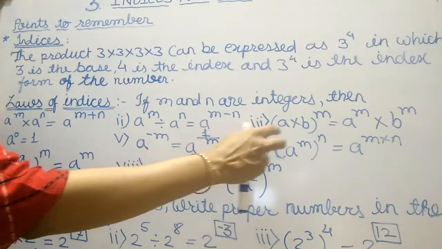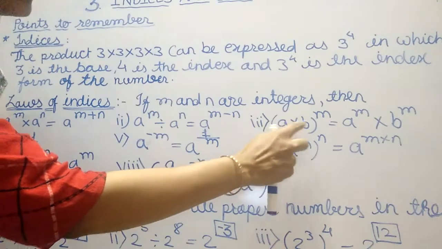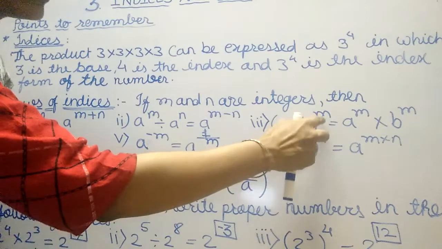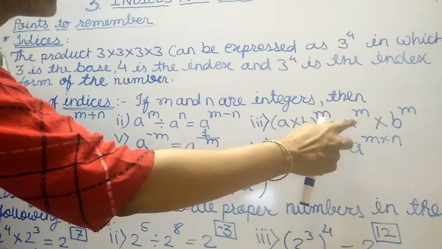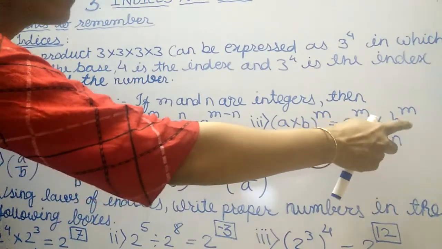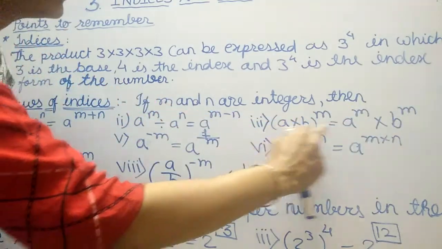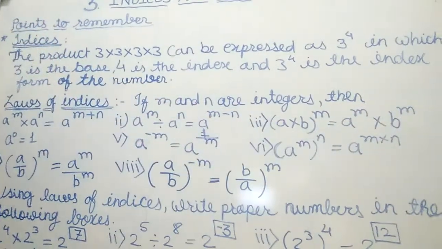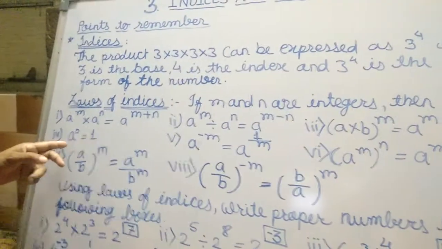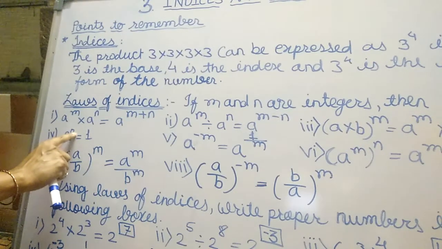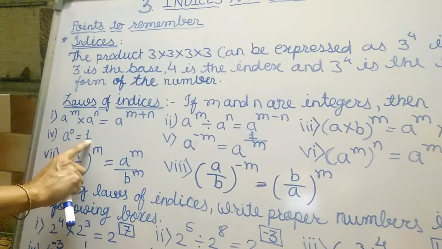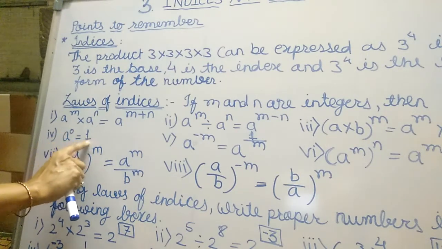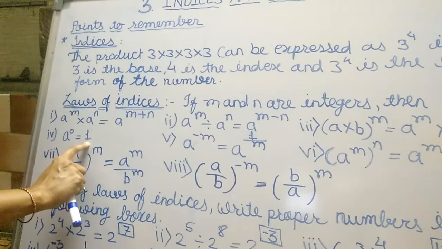Now third law: bracket a multiplied by b, if these are two quantities and the common power is given as m, equals a to the power m multiplied by b to the power m, meaning both bases are given the common power. Now the next law is a to the power 0 equals 1. Wherever we get 0 as a power, we get 1 as the value.